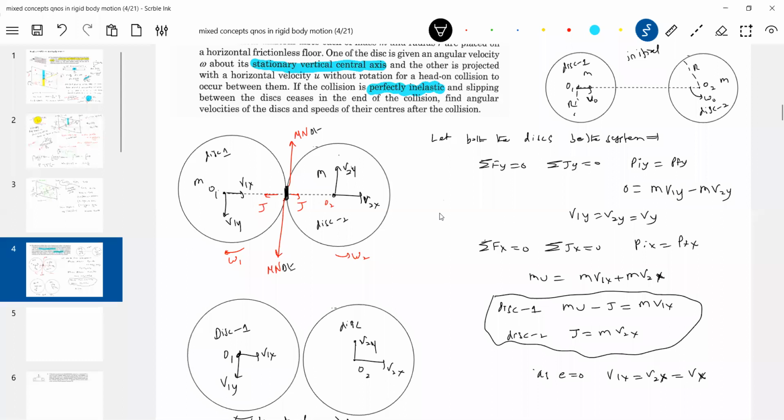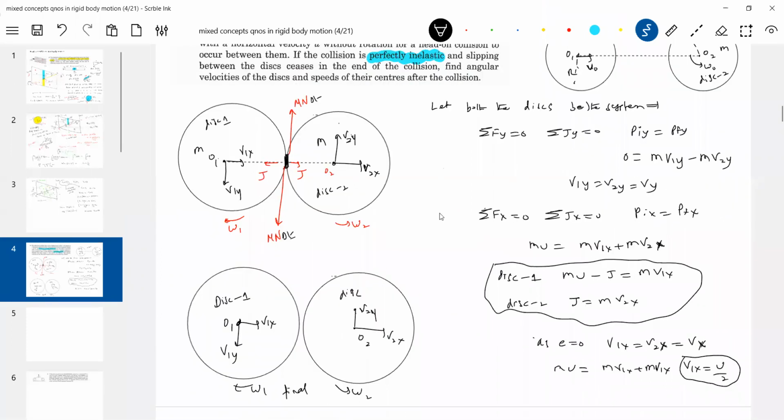Agree with this? Why must v1x be equal to v2x? Because E equal to 0. Sir, we are still not getting it. See, this one will go and collide. They'll undergo maximum deformation, and at maximum deformation, both must have a common velocity. And in an inelastic collision, what happens? Both will have a common velocity. So from that, I'll substitute mu is equal to m v1x plus m v1x. So what is v1x equal to? u by 2. And what is v1y?